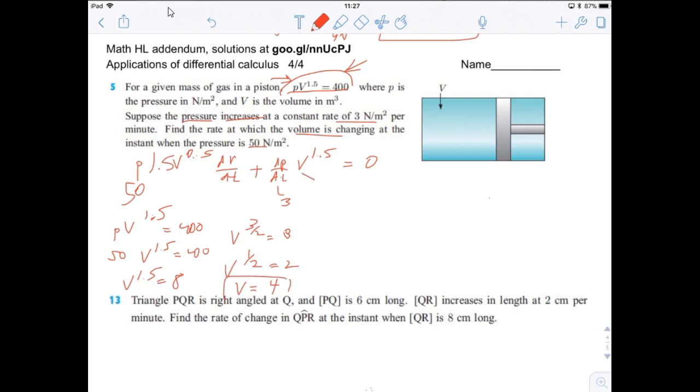So we can put 4 in for V here and 4 in for V here, and now we have pretty much everything we need to know. So the equation is going to be 50 times 1.5 times 4 to the 0.5. 4 to the 0.5 is the square root of 4, which is 2, times dV/dt, plus dP/dt, which is 3, times 4 to the 1.5. 4 to the 3/2 is the square root of 4 cubed. The square root of 4 is 2, and 2 cubed is 8.